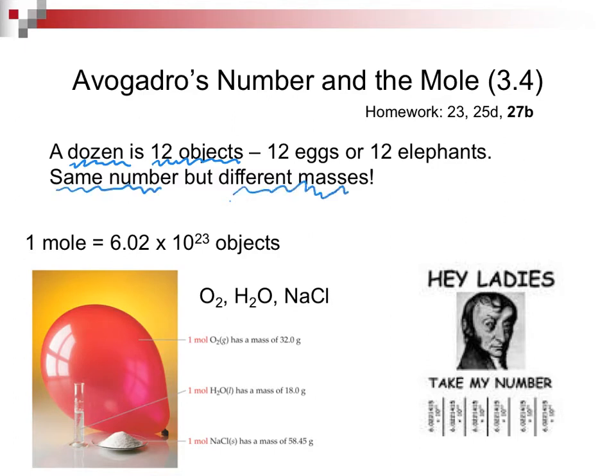So one of the first things to pick up about a mole is that it is more than 12. A mole is 6.02 times 10 to the 23rd objects. If I call my objects oxygen, water, and sodium chloride: for oxygen, a mole weighs 32 grams. For water, a mole weighs only 18 grams. And for sodium chloride, a mole weighs 58 grams. So just like a dozen, where eggs and elephants have different masses, so do objects when we talk about moles.